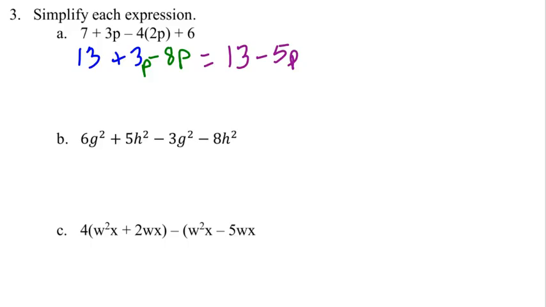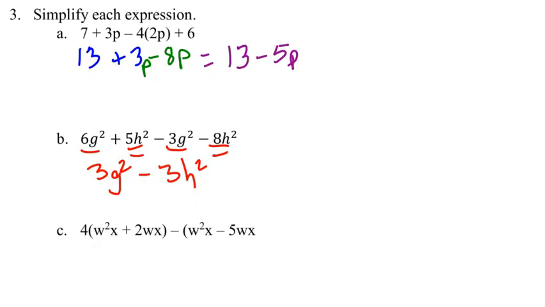Letter B, we have 6g squared plus 5h squared minus 3g squared minus 8h squared. So I do all the g squares first. So 6 minus 3 is 3g squared. And then 5h squared minus 8h squared is a negative 3h squared. Make sure you don't change the variables or the exponents. They have to stay the same. You're only adding and subtracting the coefficients, which are the numbers in front of the variables.